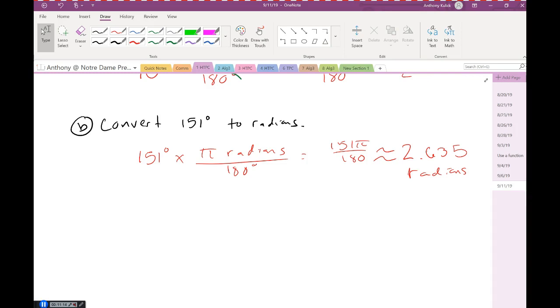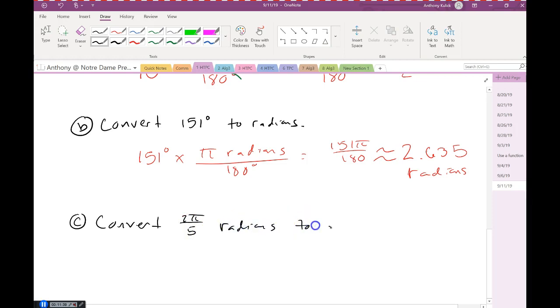You do not need to change the mode in your calculator to do the conversion. Yep, so that's a good question. When we start using our trig functions in the next section, we will have to be very careful about that. But for right now, we do not need to for conversions.